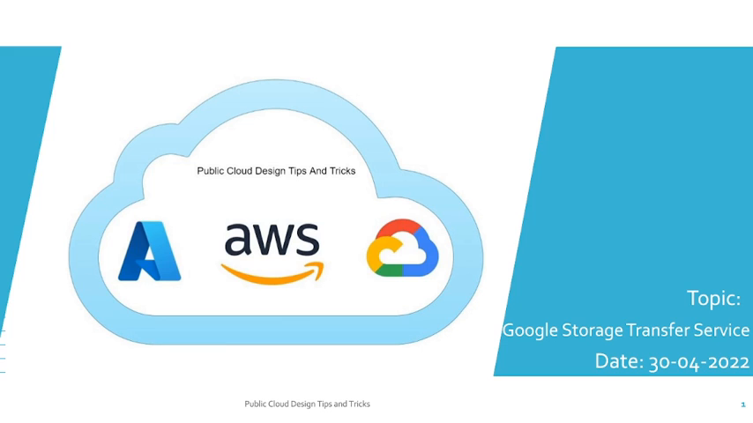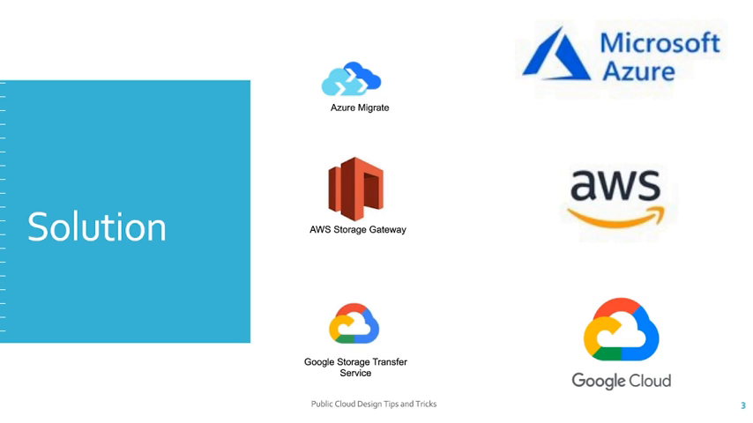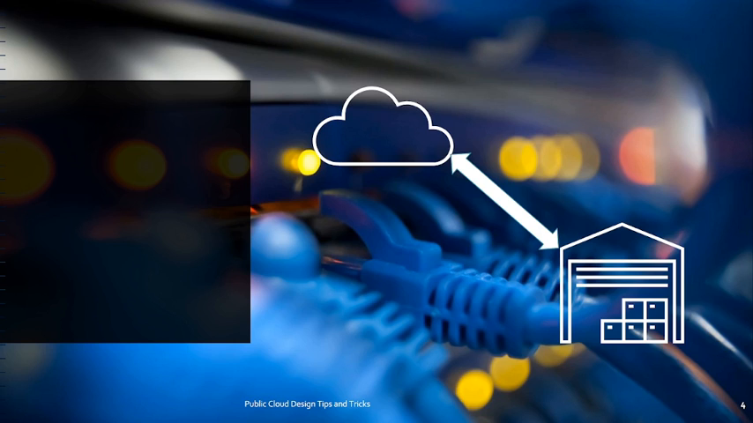Today, we are going to discuss about Google Cloud Storage Transfer Service. So today's problem statement: how to transfer data from on-premise system to off-premise system and vice versa. To realize this, Microsoft Azure has Azure Migrate, AWS has AWS Storage Gateway, and Google Cloud has Google Storage Transfer Service. Now let's try to understand what we mean by data transfer.